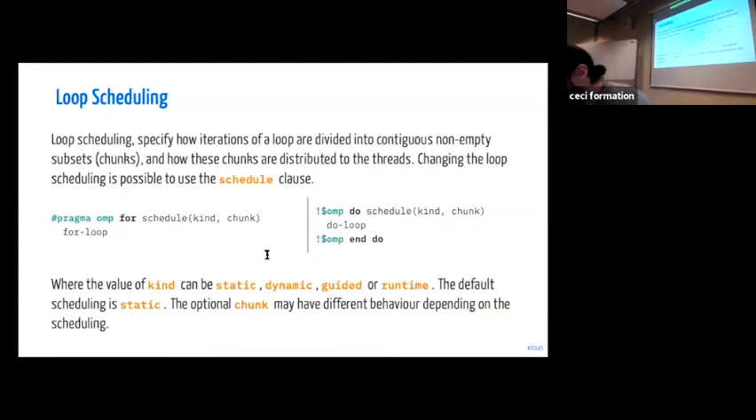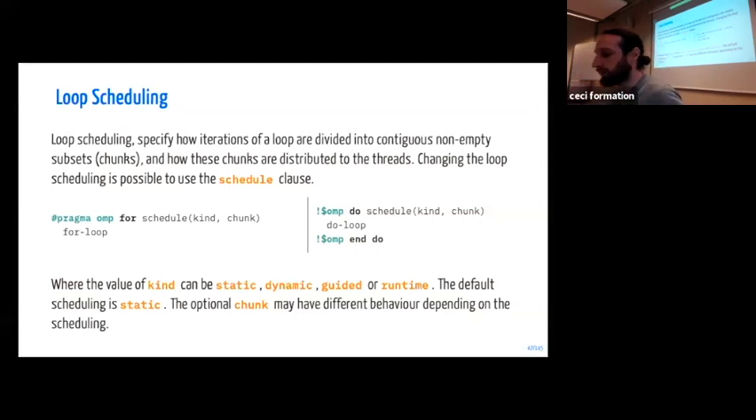So we know how to create a parallel region. We know how to divide the iterations of a loop in chunks, and then assign these chunks to the threads, but we can, in some cases, also change the way this is done. And this is done using the schedule directive.